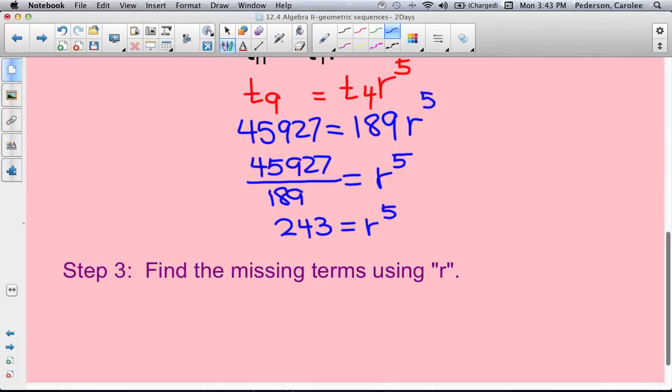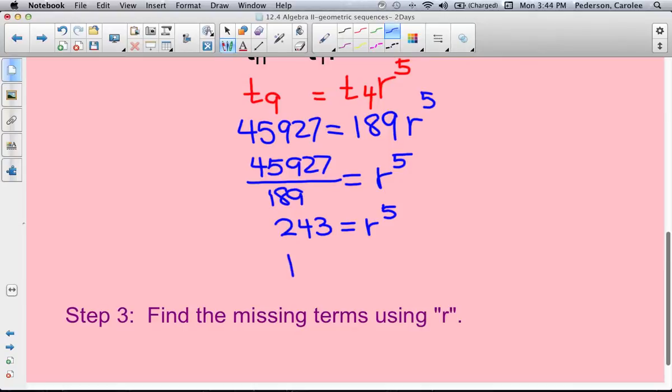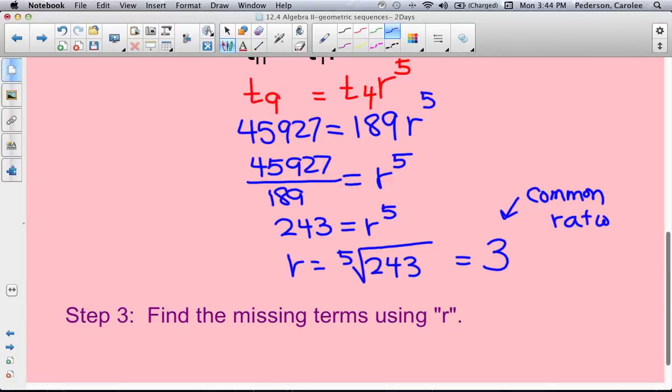Now what we need to do is undo that 5th power, so we have to take the 5th root of both sides. So r equals the 5th root of 243. In your calculator you go 5, math, down to number 5, and then put in 243. And you get r to be 3. This is the common ratio. Now we can use that common ratio to find other terms in the sequence.